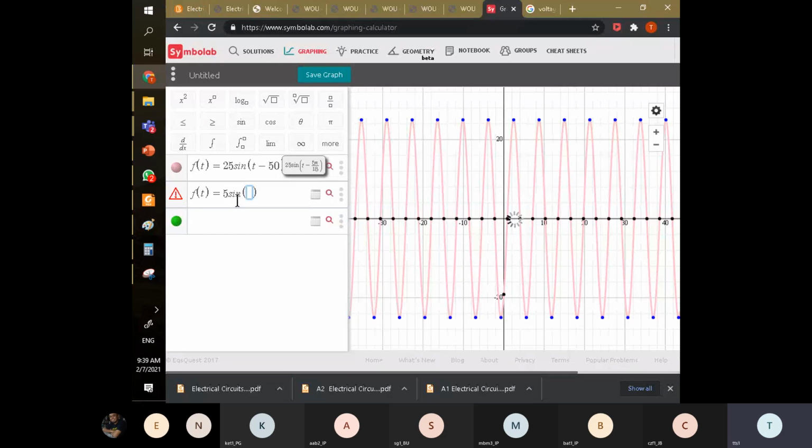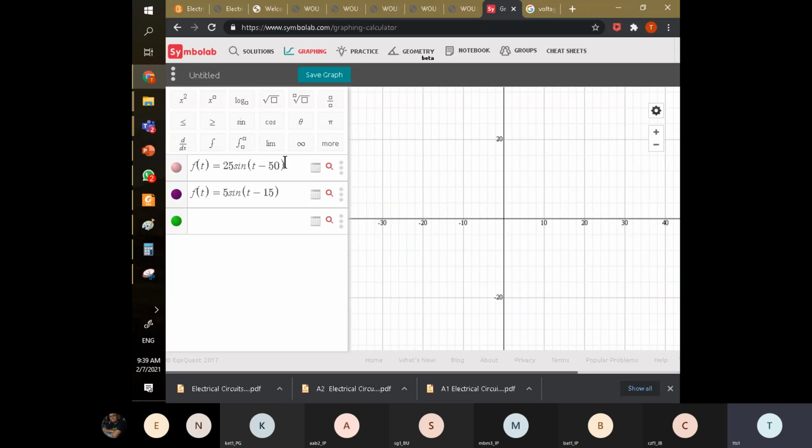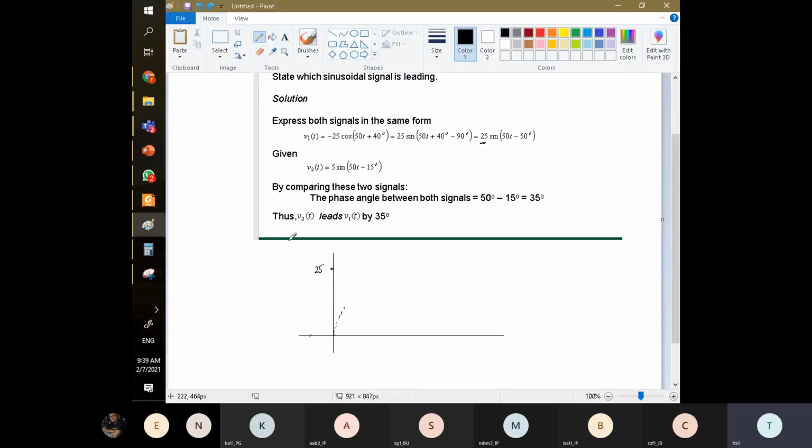Sine T minus 15. This color, purple color here, but it takes some time to draw. Oh, it's just disappeared. So this minus 15 is to move to the left hand side here, minus 50 and then minus 15.